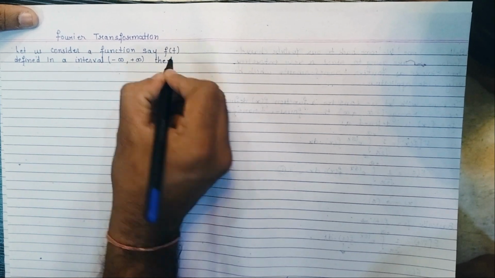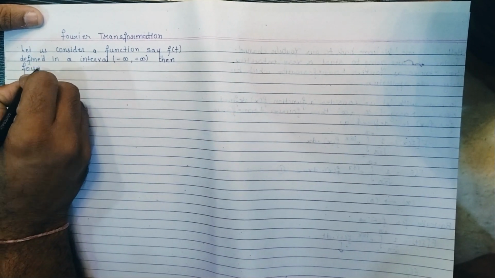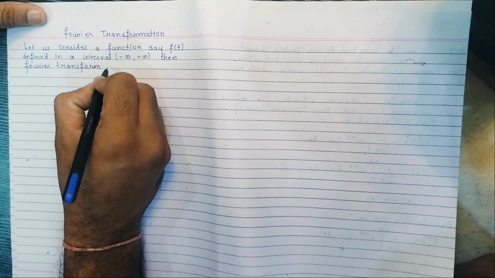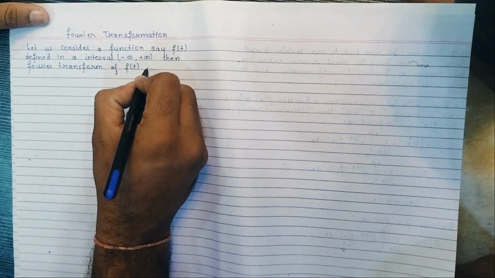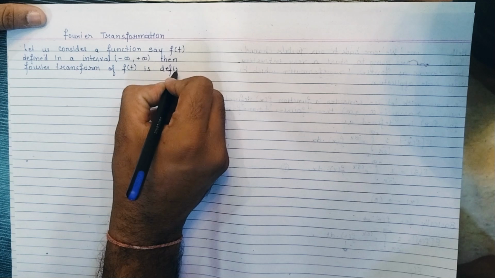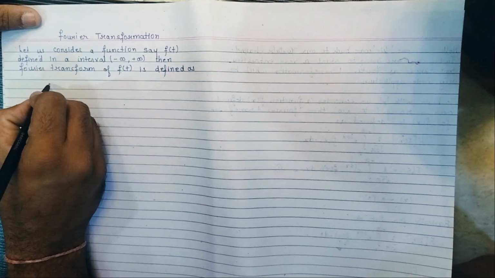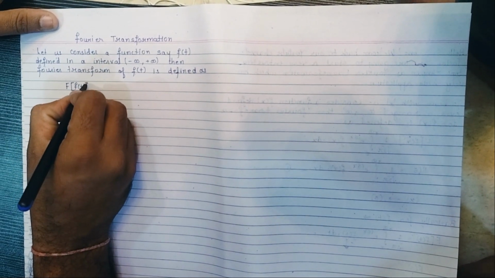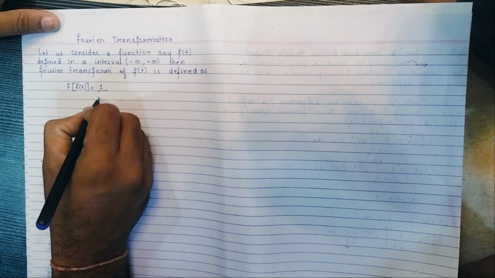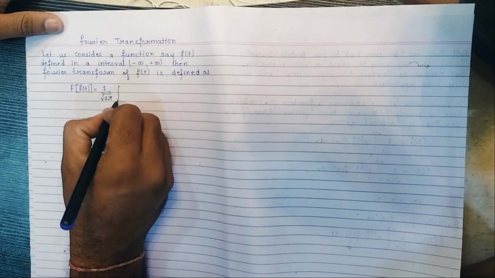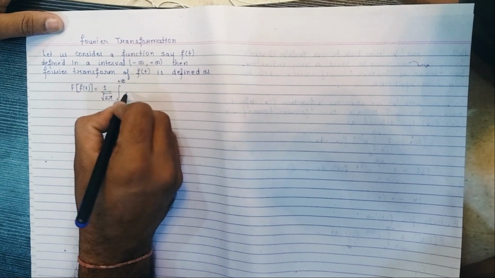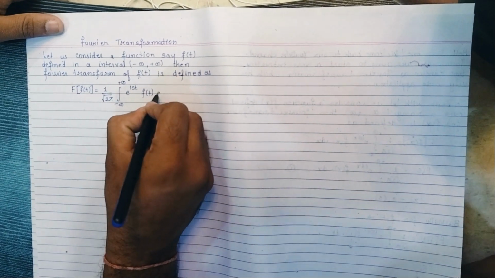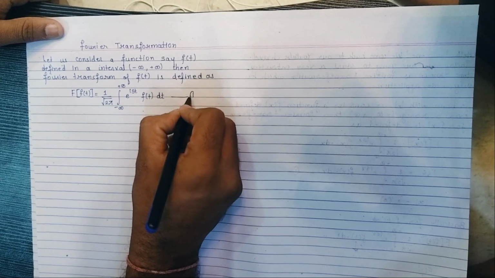Then the Fourier transform of f of t is defined as capital F of t equal to 1 upon under root of 2 pi, integral from minus infinity to plus infinity, e to the power ist, f of t dt. Suppose let this be equation number 1.